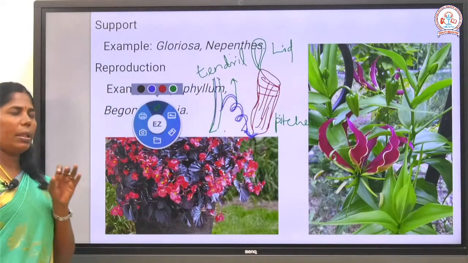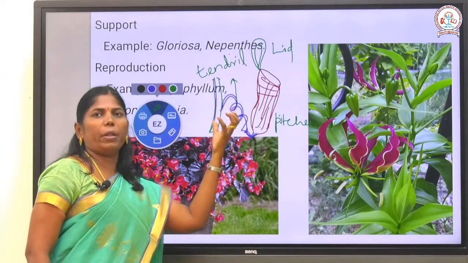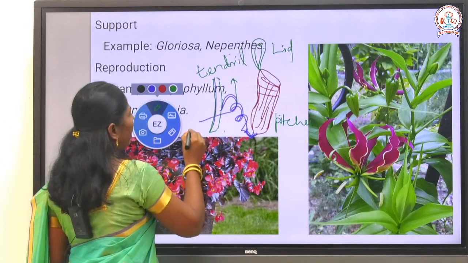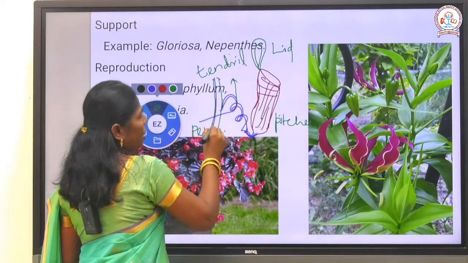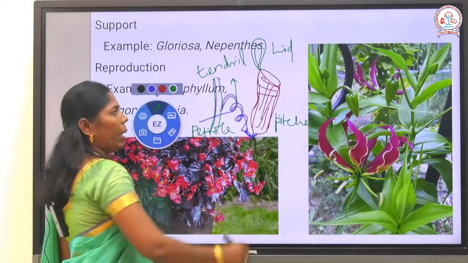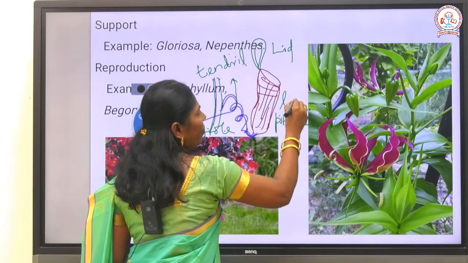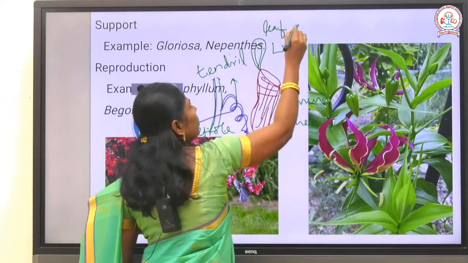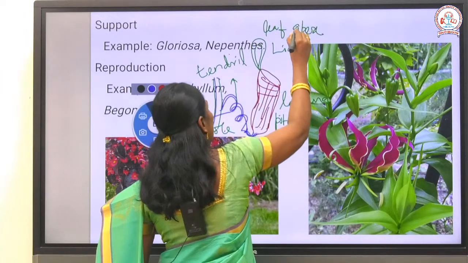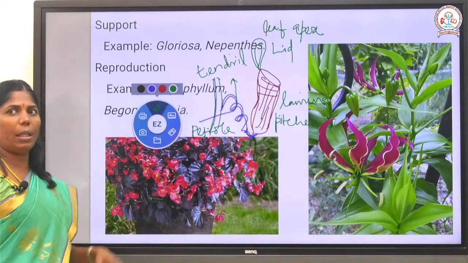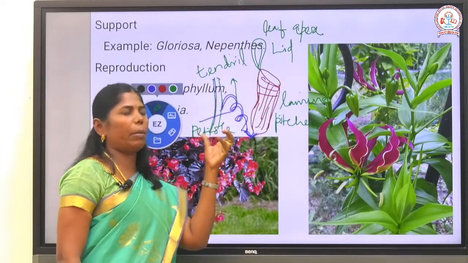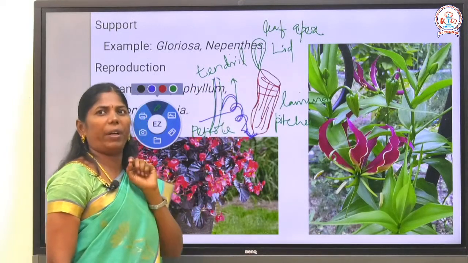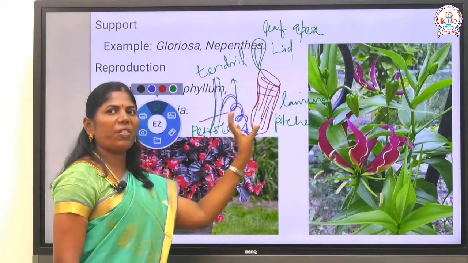So these regions, the parts of the leaves, are modified into such structures. Which parts are modified? Here the petiole is modified into a tendril. The lamina is modified into a pitcher, and the leaf apex is modified into a lid. Okay? So we can see a lot of modifications in the leaf.